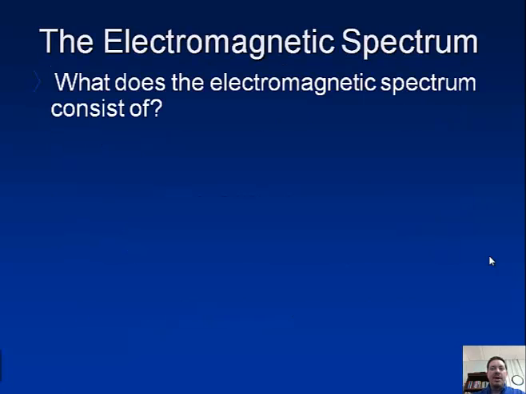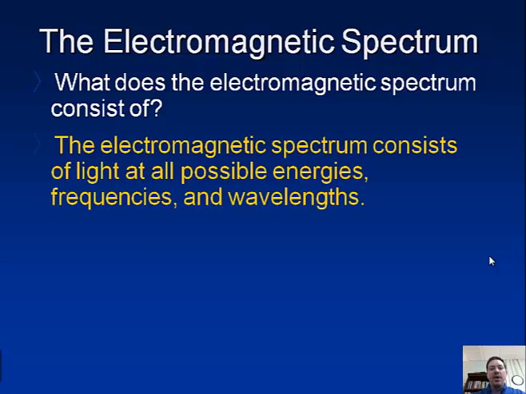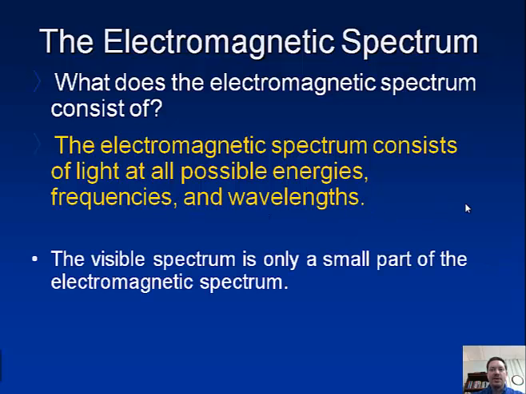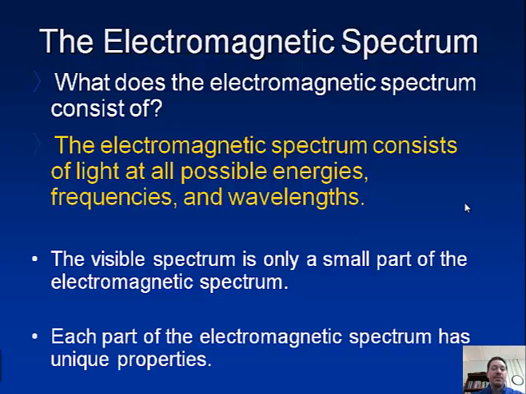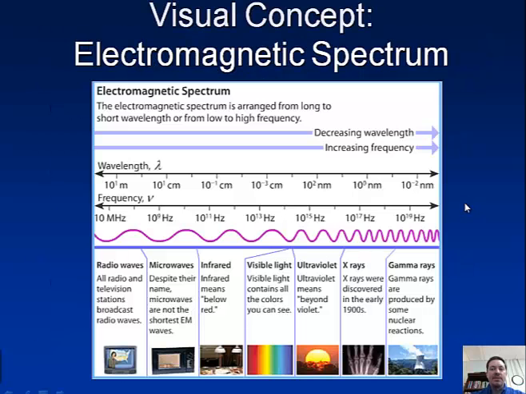What does the electromagnetic spectrum consist of? The electromagnetic spectrum consists of light at all possible energies, frequencies, and wavelengths, and we'll talk about these terms a little bit. The visible spectrum is only a small part of the electromagnetic spectrum, and each part of this electromagnetic spectrum has unique properties. So we'll see a visual here.